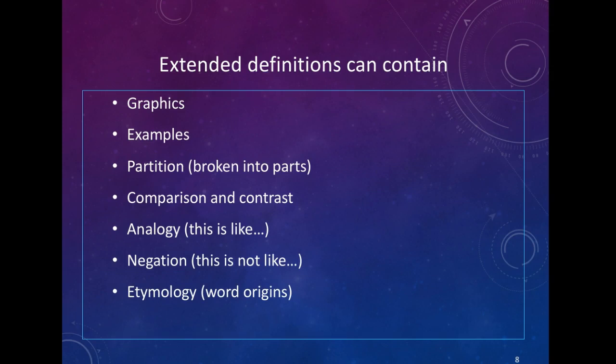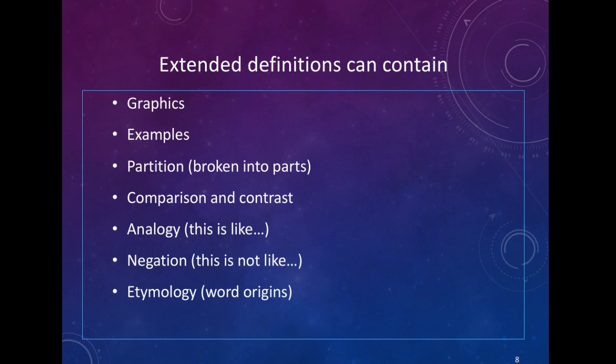An analogy, it is like something. Or negation, it is not like. Or etymology, the origin of the word. Protestant means to protest. Okay, so any one of those are elements that might be included in extended definitions.